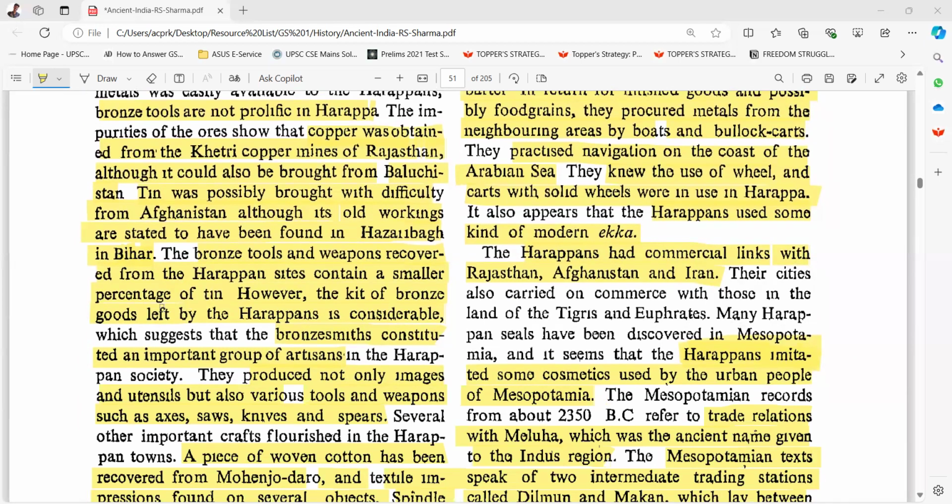However, the kit of bronze goods left by Harappans is considerable, which suggests that the bronzesmiths constituted an important group of artisans in the Harappan society. They produced not only images and utensils, but also various tools and weapons such as axes, saws, knives, and spears. Several other important crafts flourished in the Harappan towns.